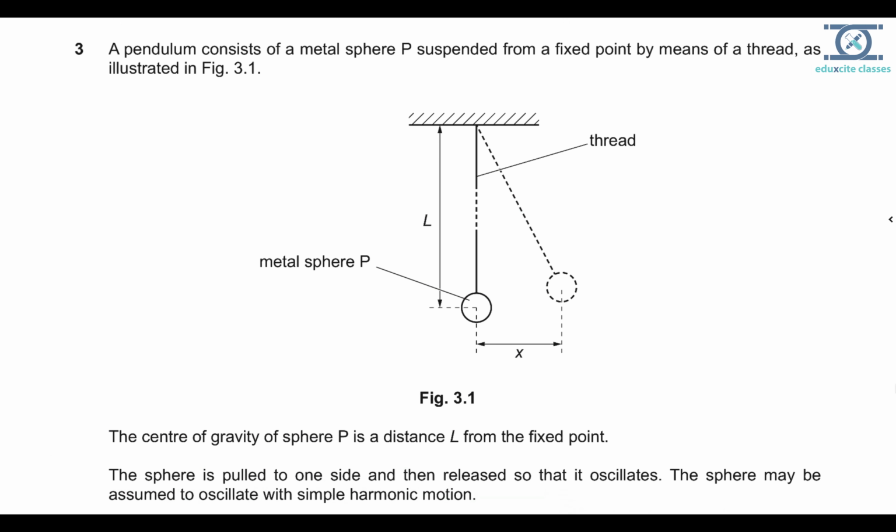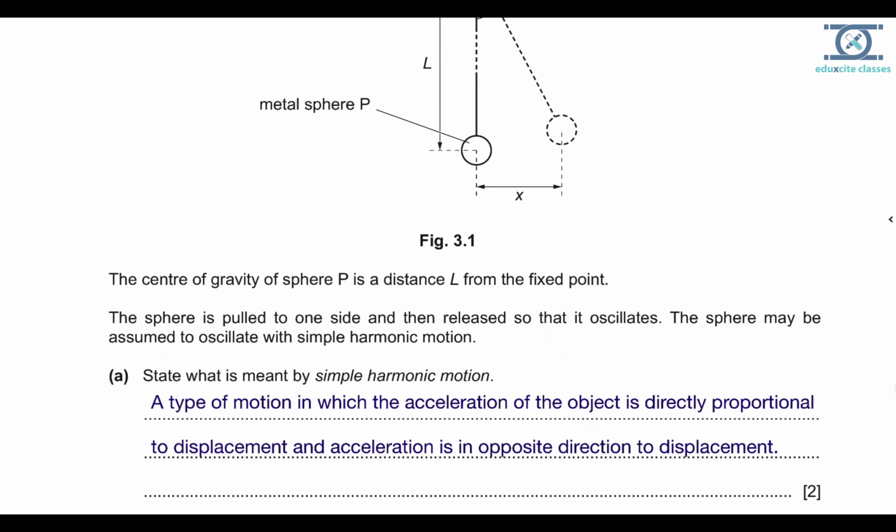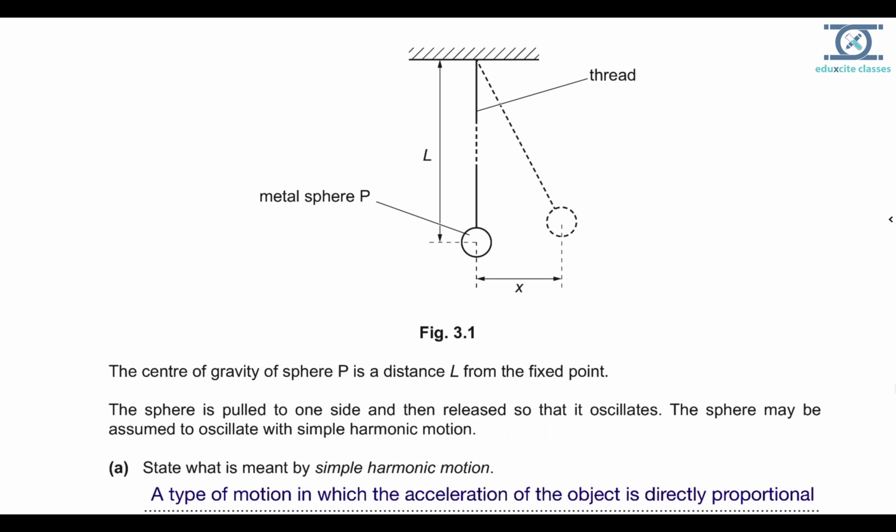Okay, now question number 3. A pendulum consists of a metal sphere P suspended from a fixed point by means of a thread. As shown, the center of gravity of sphere P is at a distance L from the fixed point. The sphere is pulled to one side and then released so that it oscillates. The sphere may be assumed to oscillate with SHM.